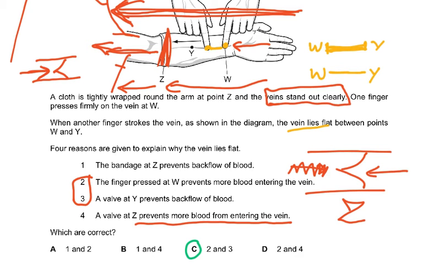Now this is technically very, very important that you understand this question. Please take your time, listen to my answer at least twice, do this video again, just go back a bit and then listen to this whole story once again. So a valve at Z can't prevent more blood from entering the vein, because blood is entering from this side. And if the valve is even present, it just prevents backflow. So this was this very difficult question.